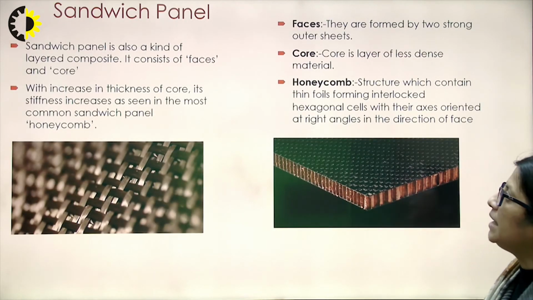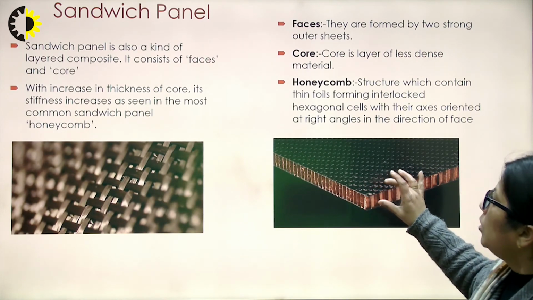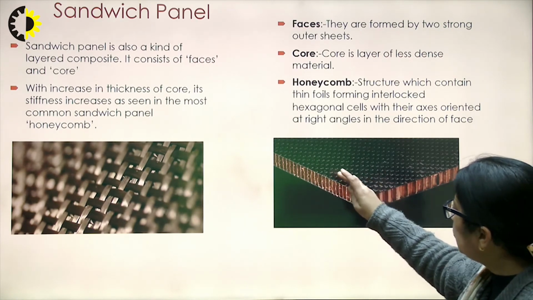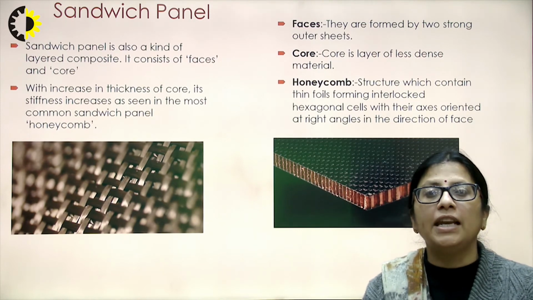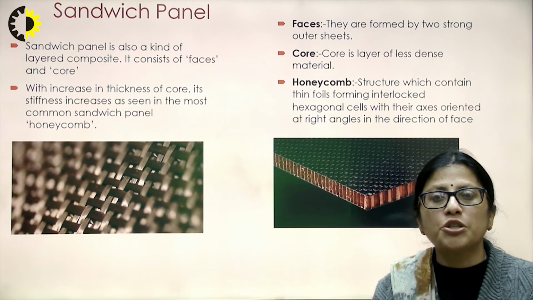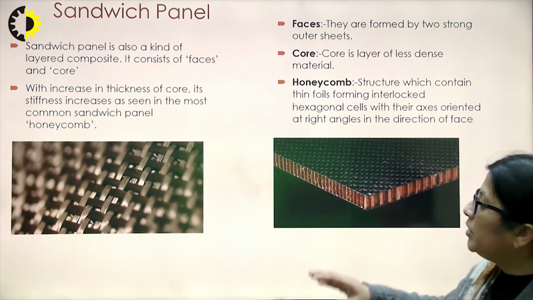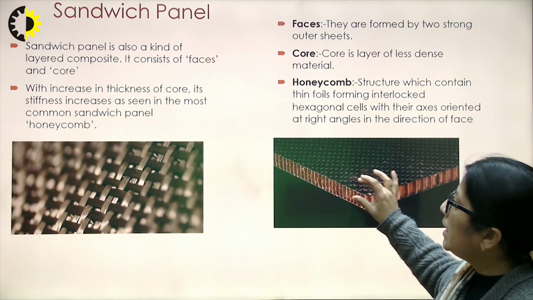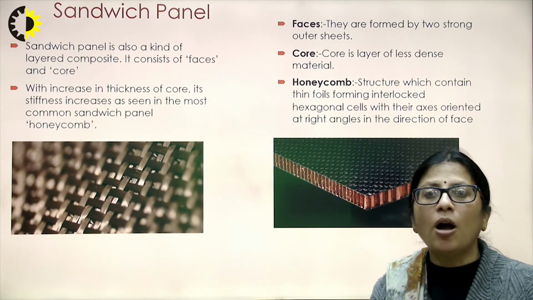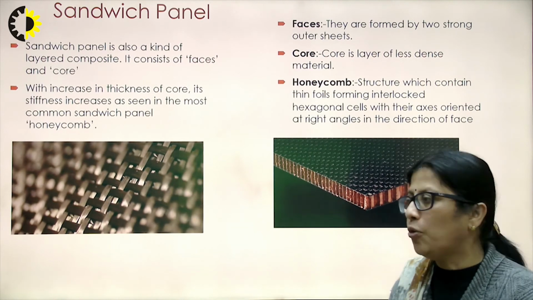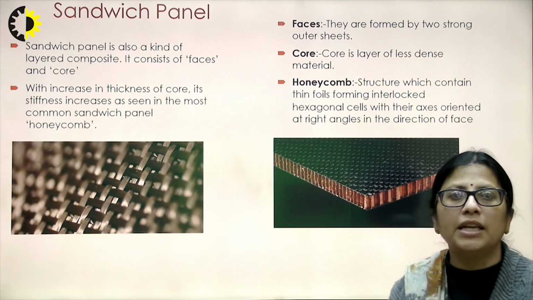The next type is the sandwich panel. Now, in this case, as you can see, we have sandwiched between the two layers. So the sandwich panel is also a kind of layered composite, and it consists of faces and core. With increasing thickness of the core, its stiffness is also going to increase, as we can see in a common sandwich panel, which is the honeycomb panel. So on increasing the thickness, the strength of the material will also increase.